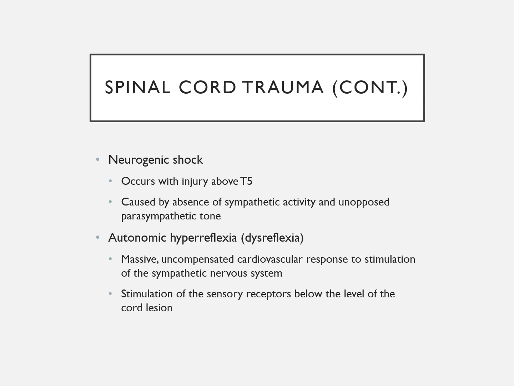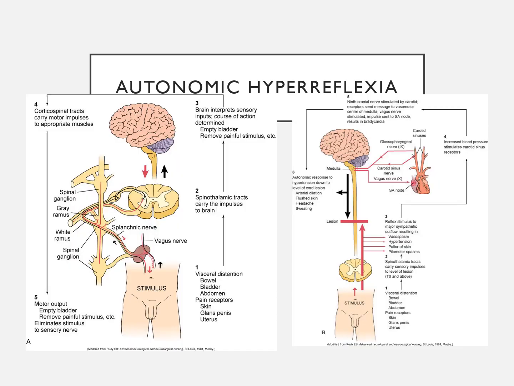Neurogenic shock occurs with injuries that are above T5. It's caused by absence of sympathetic activity and unopposed parasympathetic tone. Autonomic hyperreflexia, massive uncompensated cardiovascular response to stimulation of the sympathetic nervous system. Stimulation of the sensory receptors below the level of the cord lesion. And this is an illustration of autonomic hyperreflexia.